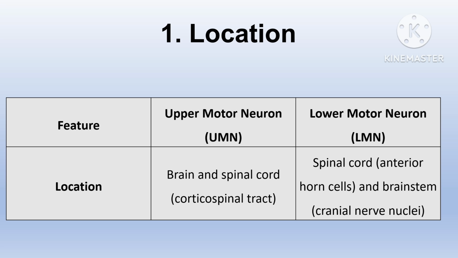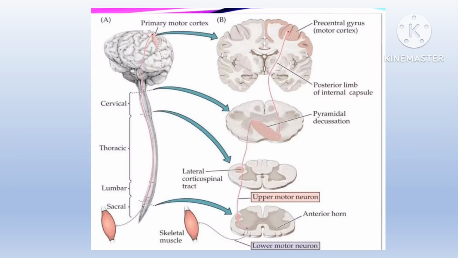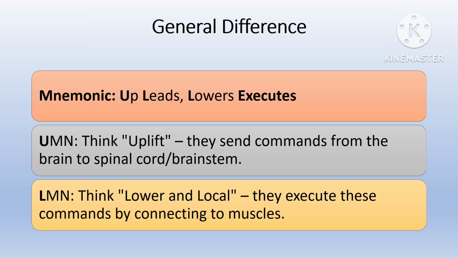To understand more clearly the difference between the upper motor neuron and the lower motor neuron: upper motor neuron, up means it leads. These neurons are like messengers. They start in the brain, specifically in the motor area, and send signals down the spinal cord or brainstem. They don't directly make muscles move. Instead, they pass the command to lower motor neurons, which are like the workers.